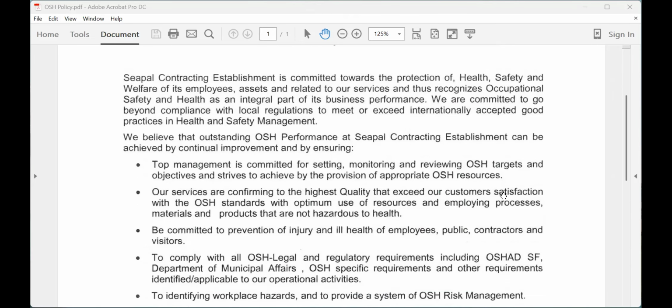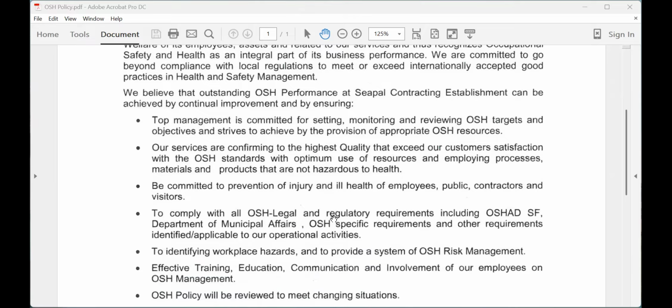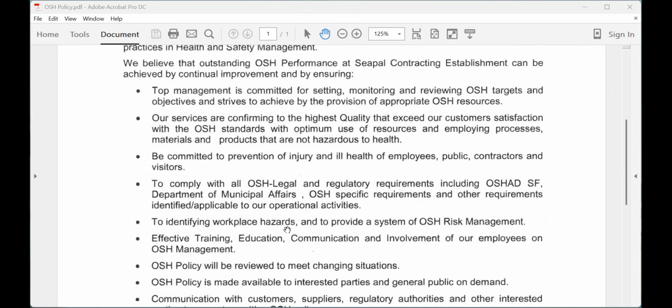Yes, sir. Now, our service is combined for the highest quality that exceeds our customer satisfaction with the OHS standard, with optimum use of resources, implying processes, materials, and products that are not hazardous to health. Now we are coming to being committed to prevention of injury, because the wording prevention of injury and ill health was there, implying public, contractors, and visitors. Now over here we were talking about the legal requirement: to comply with all OHS legal and regulatory requirements.